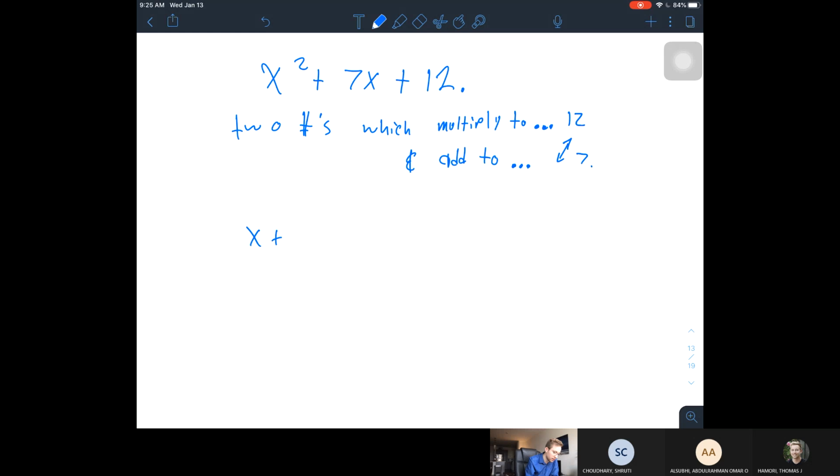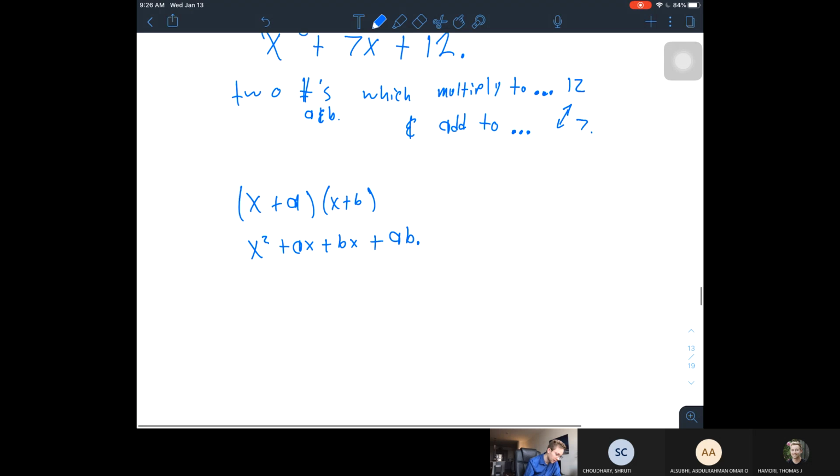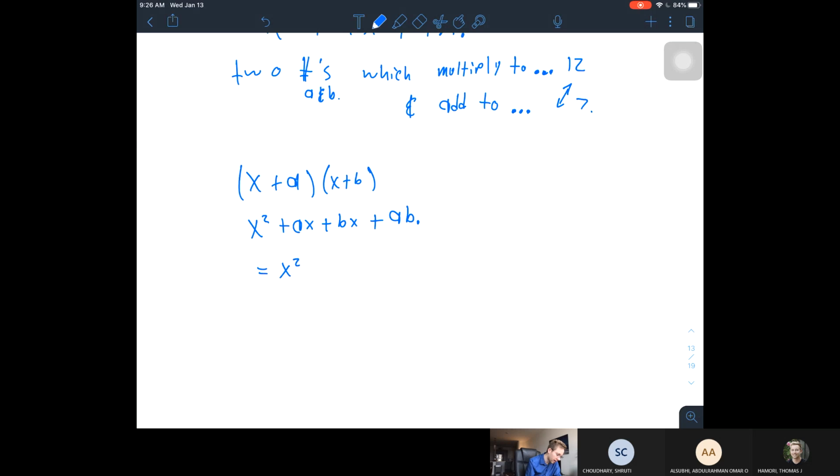Let's say that the two numbers that we're looking for are a and b. Let's give them a name, that's all I'm doing here. If we have x plus a, and we multiply that times x plus b, where a and b are the numbers we're looking for, and we FOIL this, we get x squared plus ax plus bx plus ab. Simplifying, we get x squared plus (a plus b) times x plus ab.